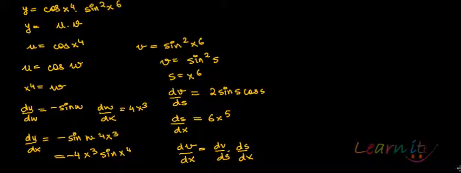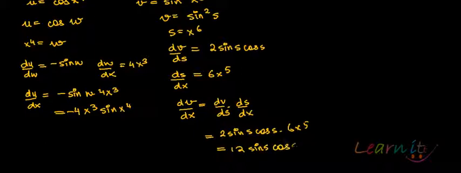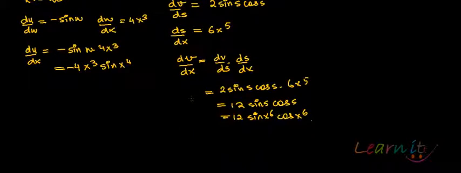So what you will have here is dv by ds. What is dv by ds? 2 sin s cos s into 6x to the power 5, which is 12 sin s cos s. In place of s you will write x to the power 6, 12 sin x to the power 6 cos x to the power 6. Okay, so you have here dv by dx.